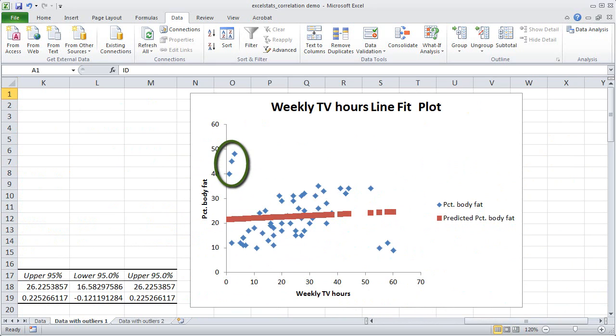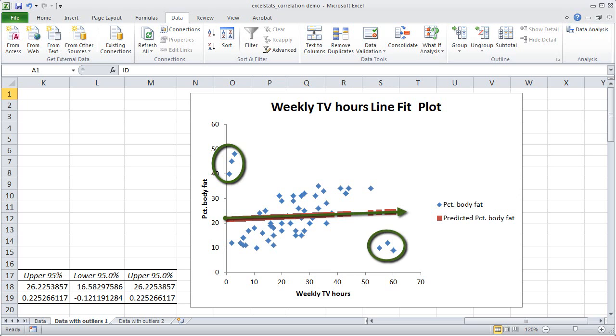Here are our 3 cases that are unusual in the sense that they don't watch a lot of television but have relatively high percentages of body fat. And here are the 3 cases that are unusual in the sense that they watch a lot of television but have very low percentages of body fat. Now what happens when you include these 6 cases in the analysis is that, remember, the fit line is trying to represent all of the blue dots as well as it can. So it winds up kind of flattening out to represent both these 3 extreme cases and these 3 extreme cases.